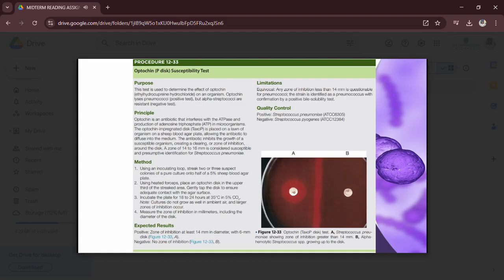Now, for the specific procedure, first we have your optochin or the P-disc susceptibility test. The purpose of this test is to determine the effect of your optochin, also known as ethyl hydrocupreine hydrochloride, on your organism. Optochin mainly lyses the pneumococci. Pag na-lyse, that is a positive reaction. But alpha streptococci are resistant. So, hindi ma-lyse, no, yung ating alpha streptococci, leading to a negative test.